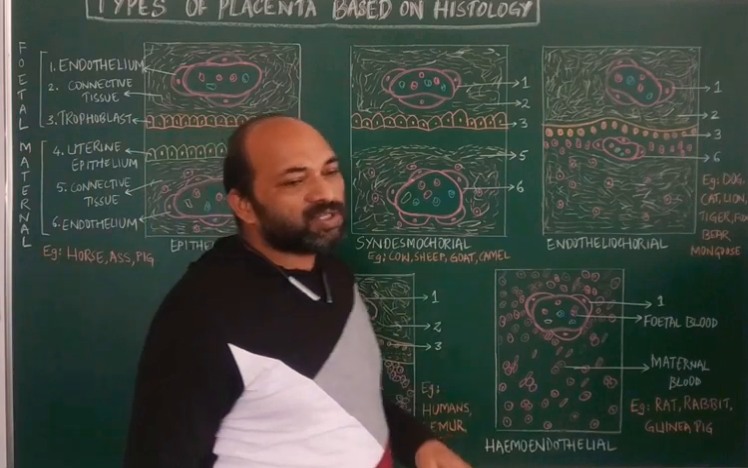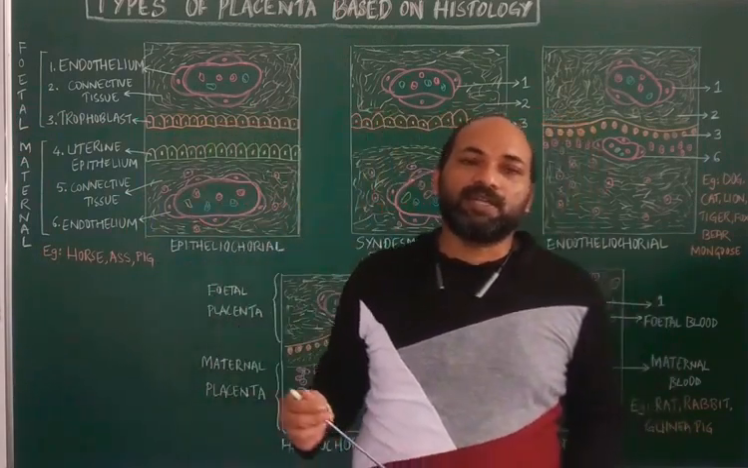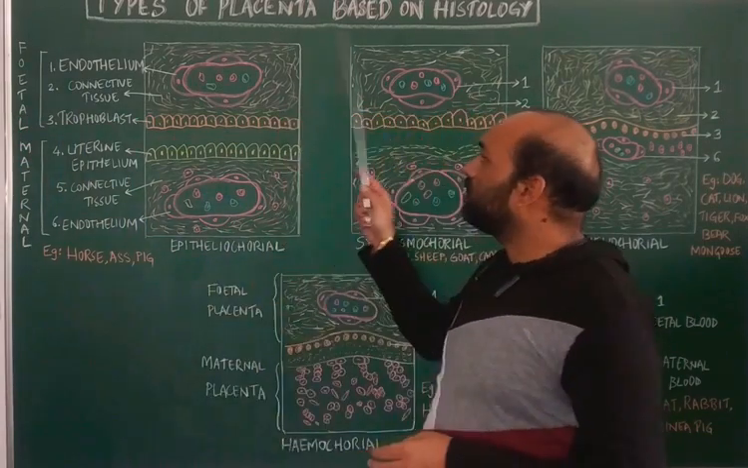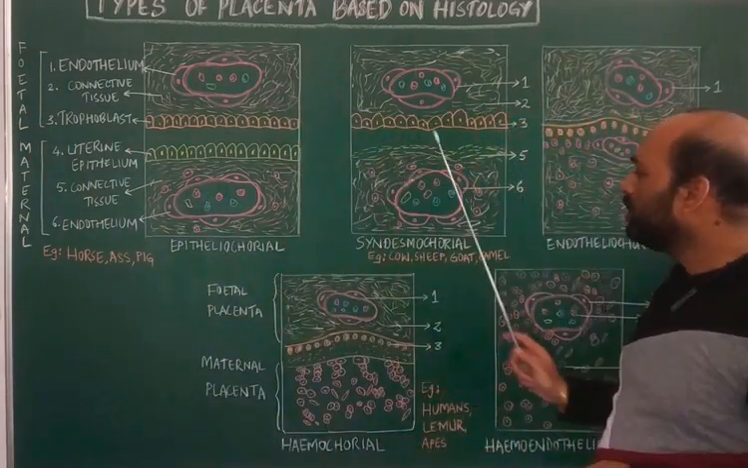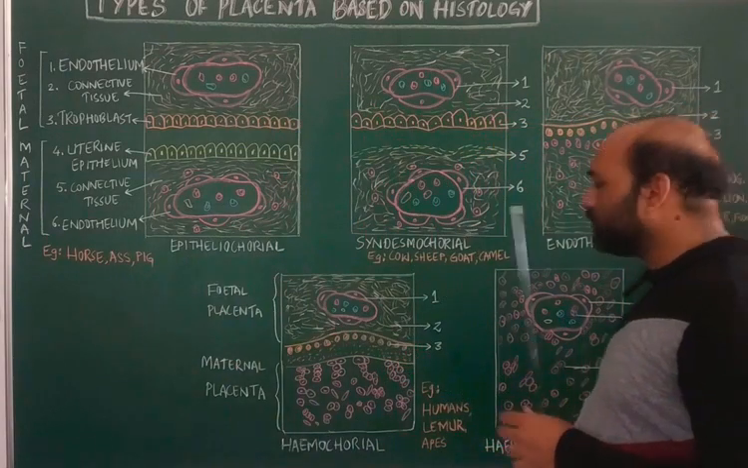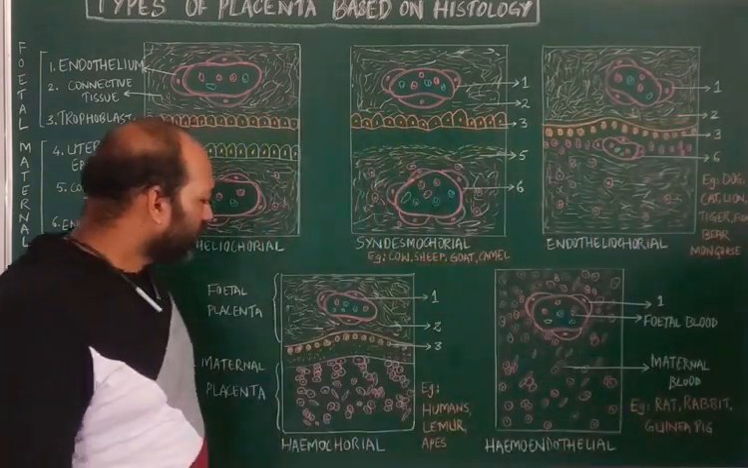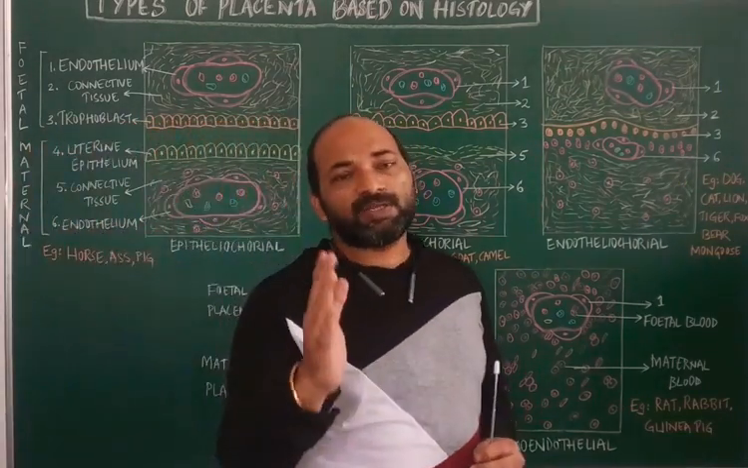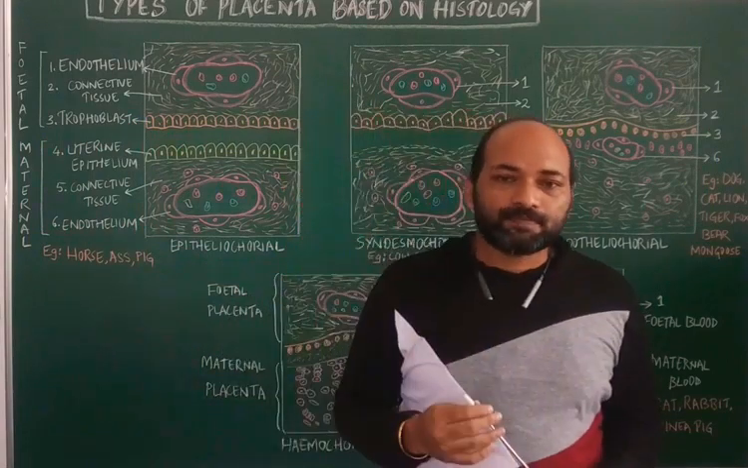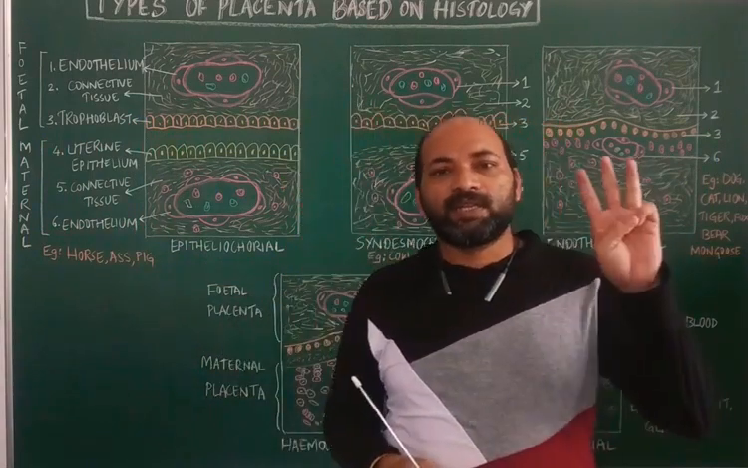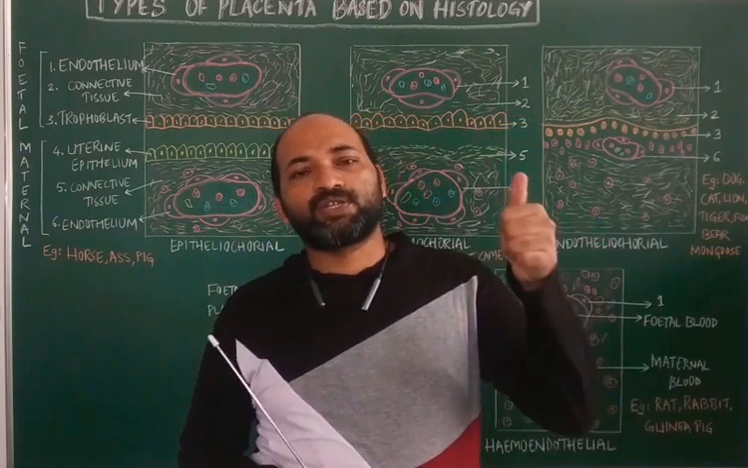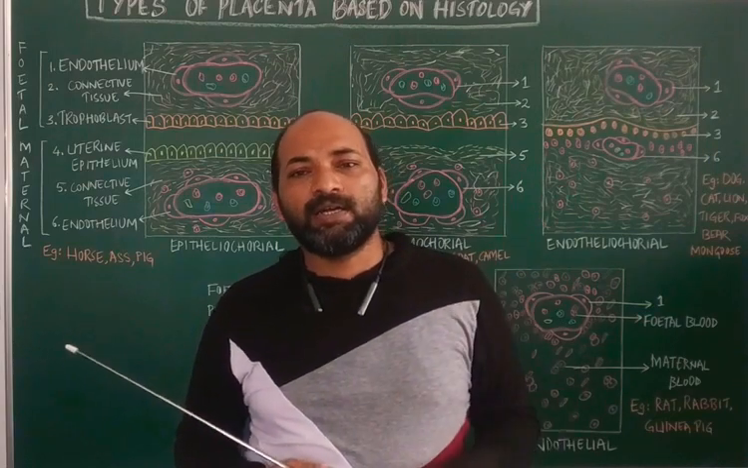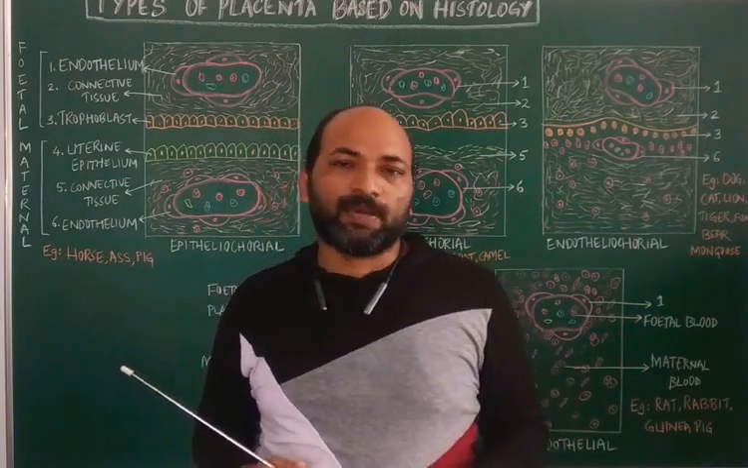So in today's video, what we have discussed is the different types of placenta based on histology. First one is Epitheliochorial, second is Syndesmochorial, third is Endothelial Chorial, next is Hemochorial, and the last is Hemoendothelial. Based on the nature of the fetal membranes, there are three types of placenta: first is the chorioallantoic placenta, second is the chorionic placenta, and third is the yolk sac placenta.